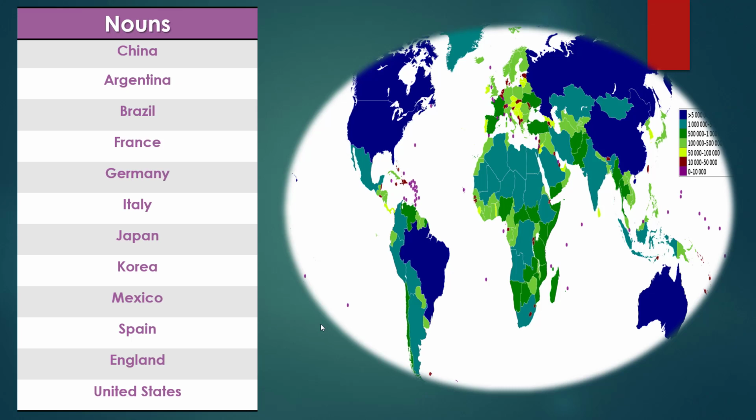A few other examples of nouns related to places are as follows. If we describe a place in our sentence, then it becomes a noun. For example, China, Argentina, Brazil, France, Germany, Italy, Japan, Korea, Mexico, Spain, England, United States.